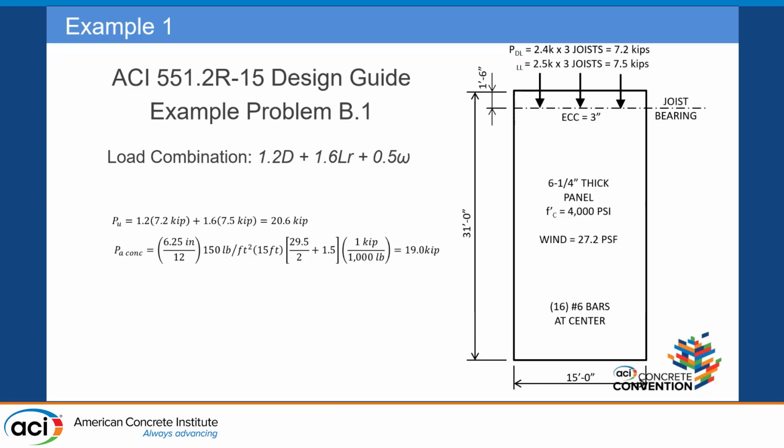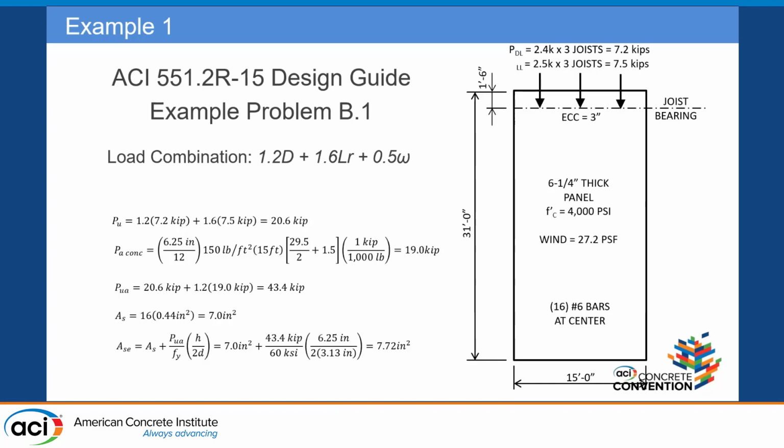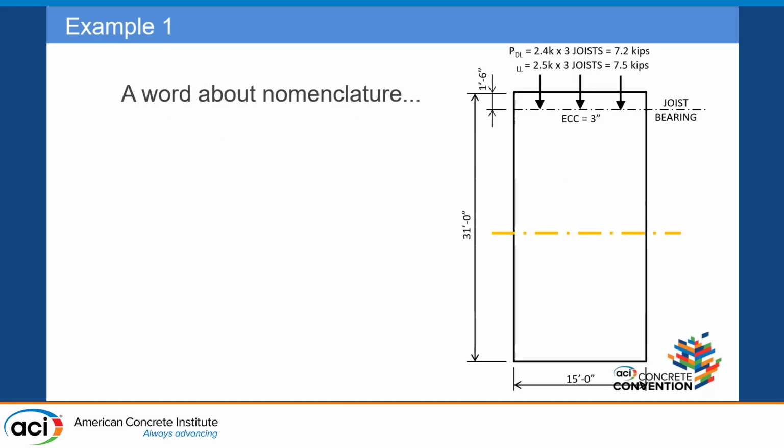So we calculate our factored axial load. We calculate the weight of concrete that's applied, our total applied factored load, our area of steel, and an effective area of steel, so we get some benefit from the compression there.